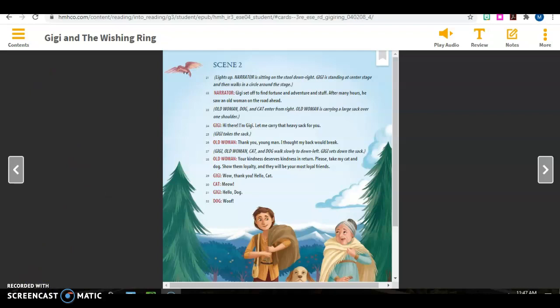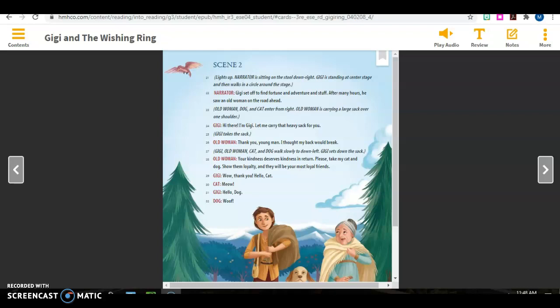So what lesson or theme about life does Gigi learn from the old woman? I think you probably guessed it, but just in case, the lesson is if you give something good, you will get something good in return. But how do we know that that's a theme in this part of the story? We have to use some clues in the text to help us figure out this theme. So what are some clues?